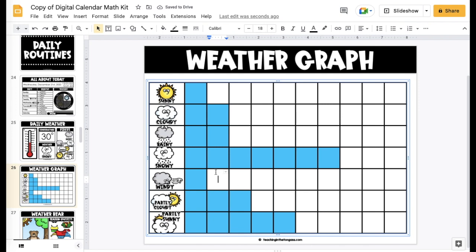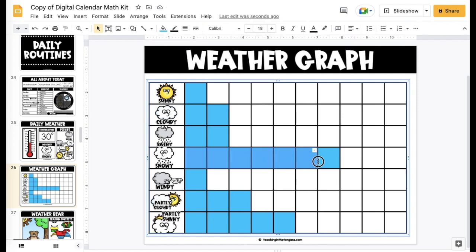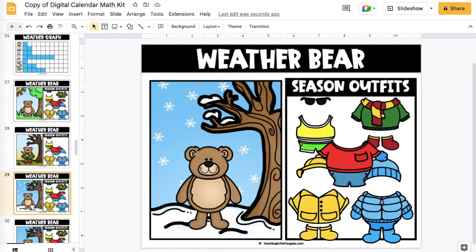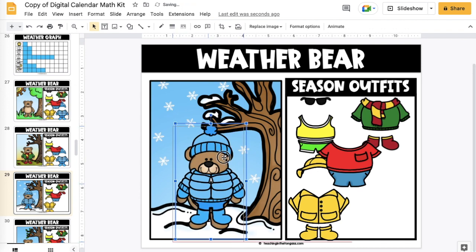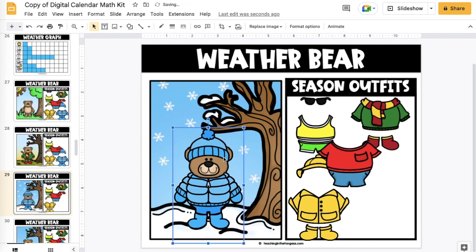Now that we have 7 snowy days on our calendar, how many more days has it been snowy than partly cloudy? Let's count 1, 2, 3, 4 more days that it's been snowy than it has been partly cloudy. Now that the season has changed from fall to winter, Weather Bear will need a hat, coat, snow pants, and boots to wear to stay warm and safe in the weather.